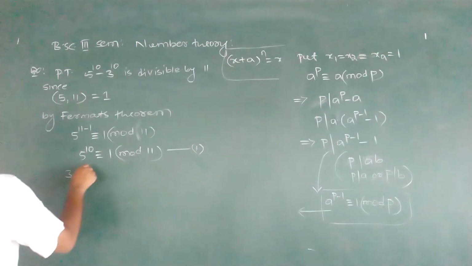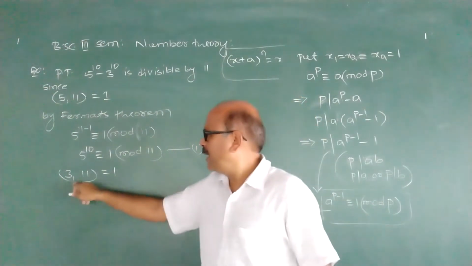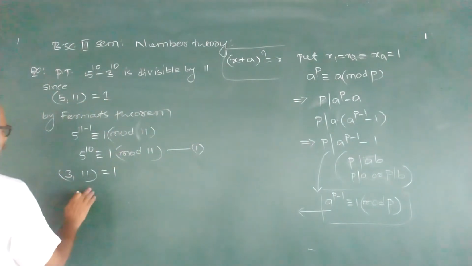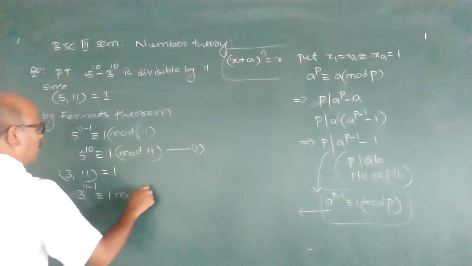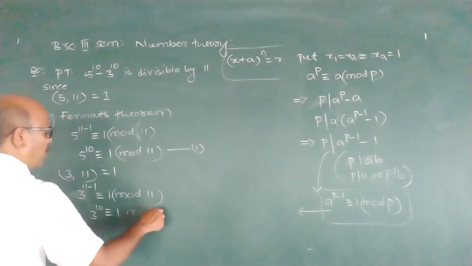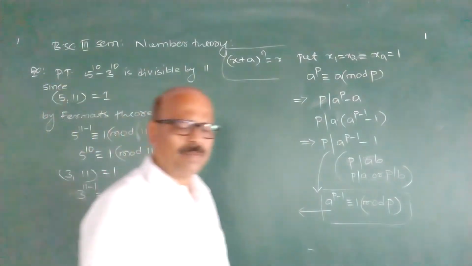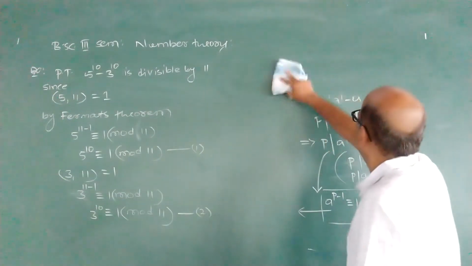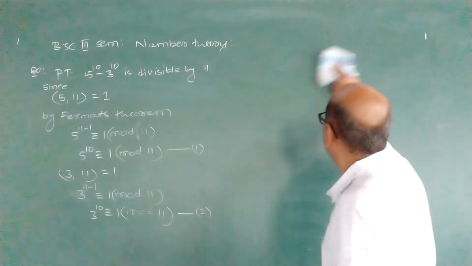Similarly, 3 and 11 are also relatively prime, and 11 is a prime number. By Fermat's theorem, 3 raised to 11 minus 1 is congruent to 1 mod 11. 3 raised to 10 is congruent to 1 mod 11. Take this as 2. Simple application of Fermat's theorem. We have obtained 1 and 2 by direct application of Fermat's theorem.